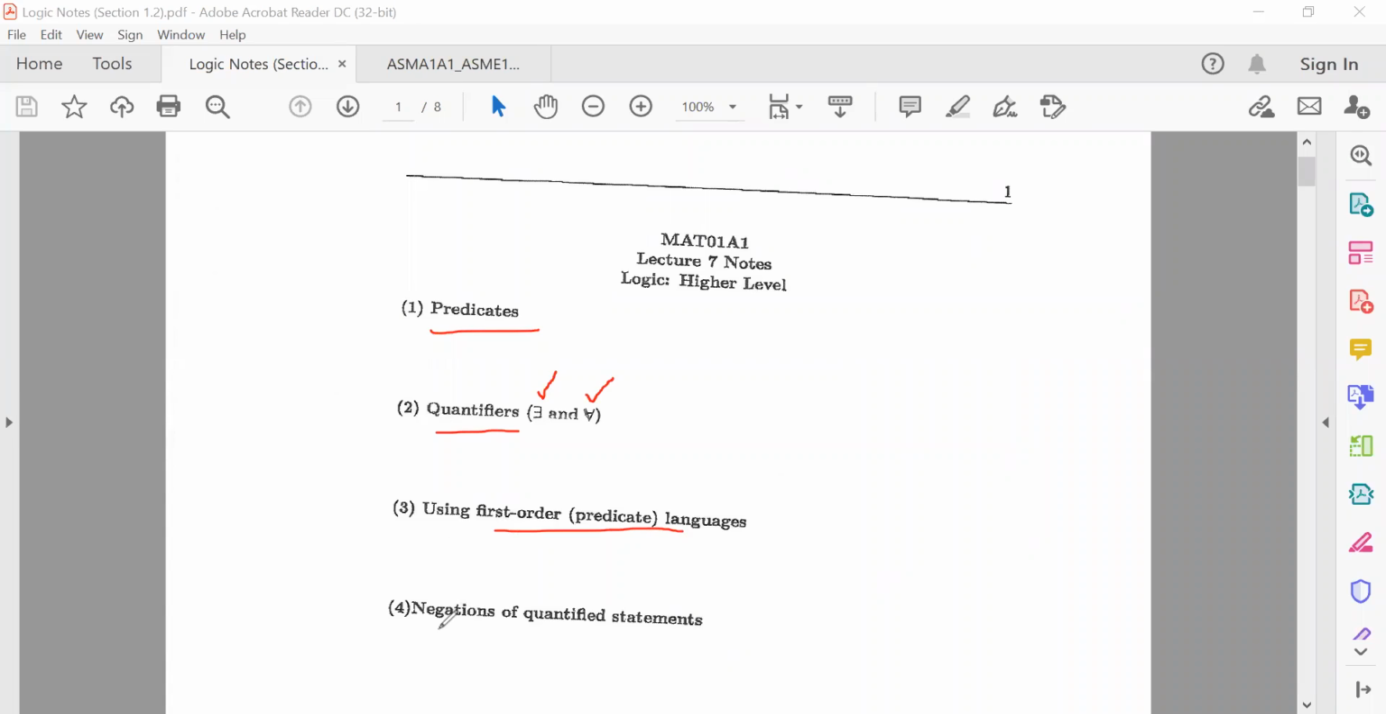And then we also look at the negations of quantifier statements. So that's basically what we're going to do. And each of these is very important because definitely these are things that you'll be tested on. All right.